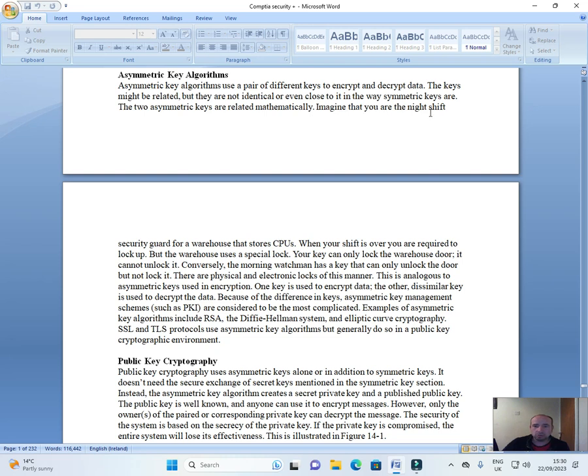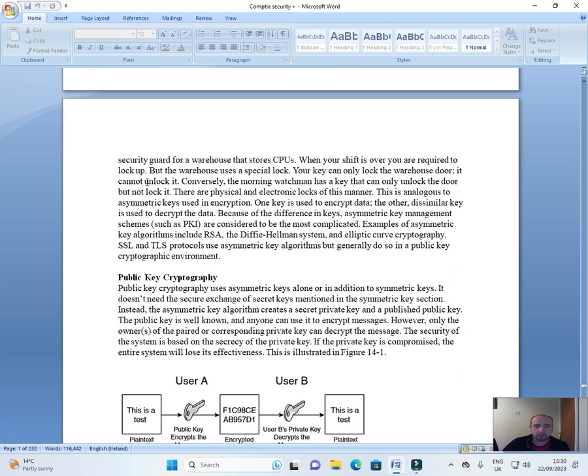Imagine that you are the night shift security guard for a warehouse that stores CPUs. When your shift is over, you are required to lock up, but the warehouse uses a special lock. Your key can only lock the warehouse door, it cannot unlock it. Conversely, the morning watchman has a key that can only unlock the door but not lock it. There are physical and electronic locks of this nature.